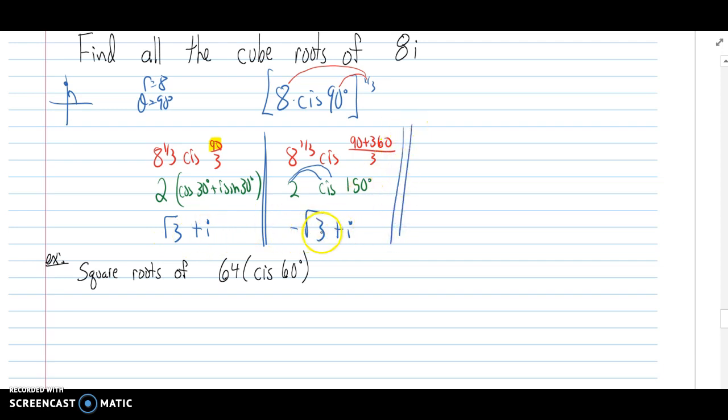So again, if you go to your calculator, negative square root of 3 plus I equals, then raise it to the 3rd power, it'll give you 8I. But these are cube roots. We need 3 answers. So we have 1 answer, 2 answers, and now the 3rd answer.